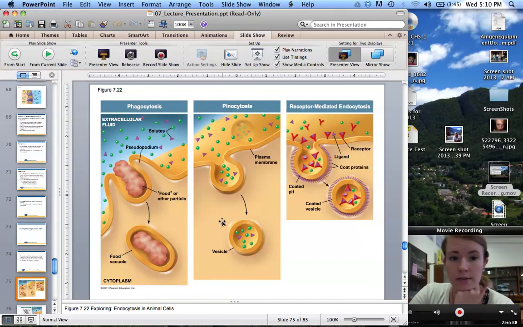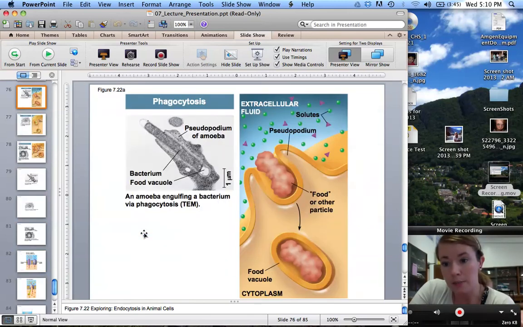Cell-eating, phagocytosis, is when we take in a big piece of food or something. Then it's inside a vesicle, inside of our cell. We're going to send it straight to a lysosome to be digested, broken down for parts so we can use it for something else.